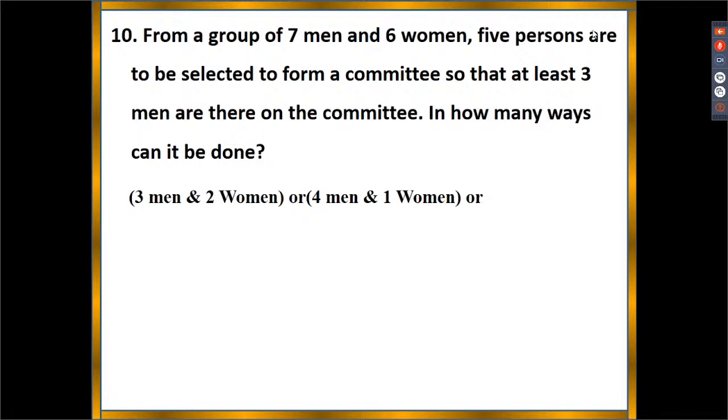Write down. At least means greater than or equal to. At most means less than or equal to. At least means minimum. At most means maximum.